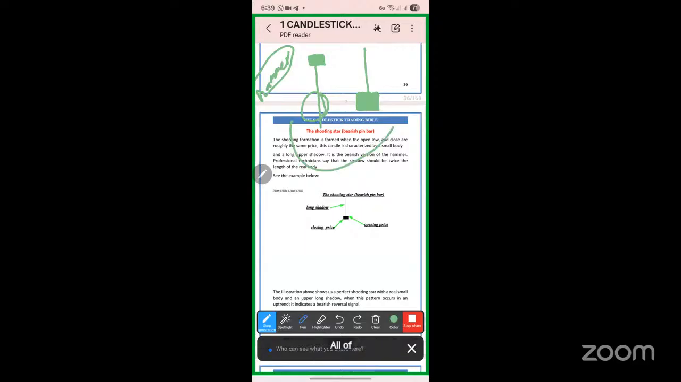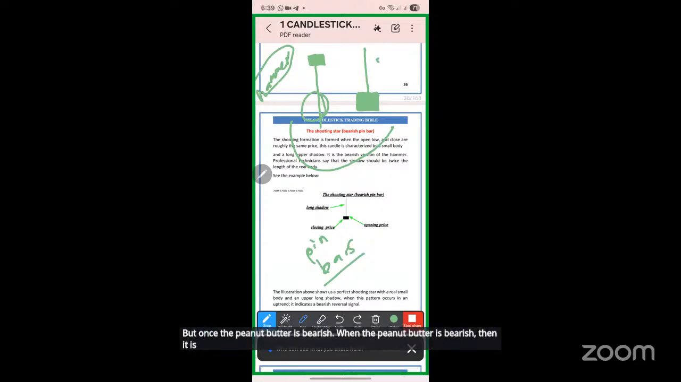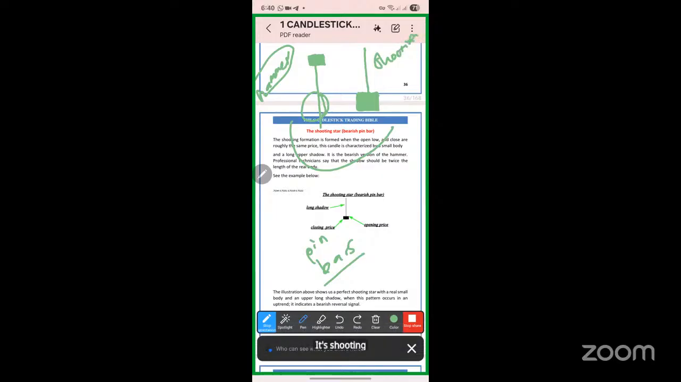All of these ones are pin bars. All of them are pin bars. But when the pin bar is bearish, then it is a shooting star. Like this, when the long wick is up and the small body is down, then this one here is a shooting star.